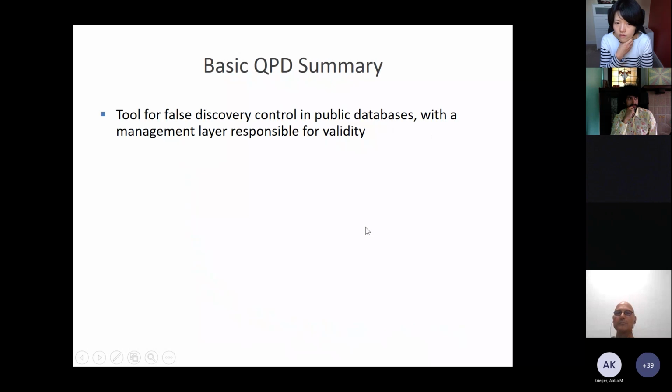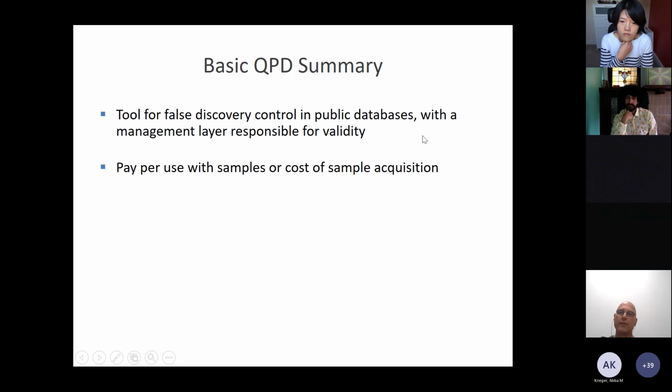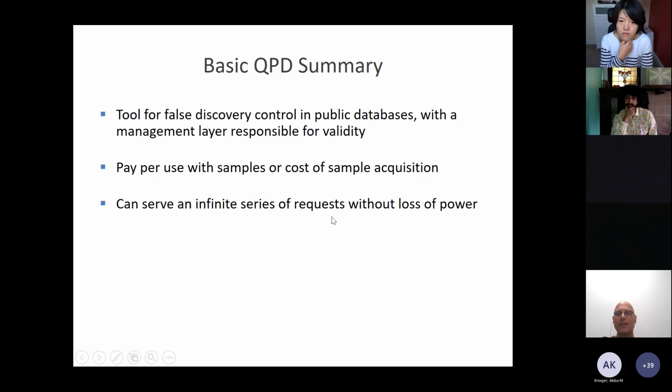So the basic QPD summary, just very quickly, is that we have a tool for false discovery control in public databases. And we need to add a management layer because in this scheme, you cannot simply give the data to people and tell them to do what they want. You have to control what's being done on your database. And you pay per use, naively with samples or maybe with the cost of sample acquisition. And now we can serve an infinite series of requests and we're not going to lose power because the same power is going to be cheaper later.